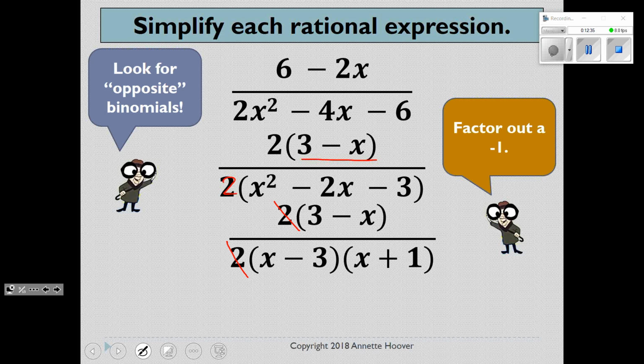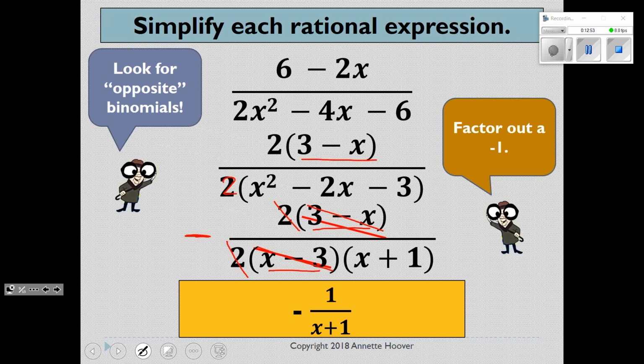2 divided by 2 is 1, so they cancel each other out. Here's where I look and I see opposite binomials. 3 minus x and x minus 3. They do cancel each other out, but I have to add the negative 1 that I factored out in the front. So when you do all of that, what is left? Nothing on top, so I put a 1, x plus 1 on the bottom, and there's that negative sign from factoring out the negative 1 from the opposite binomials.